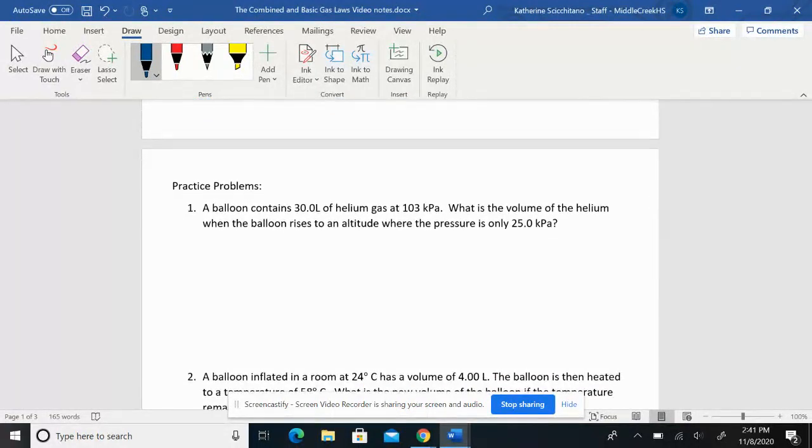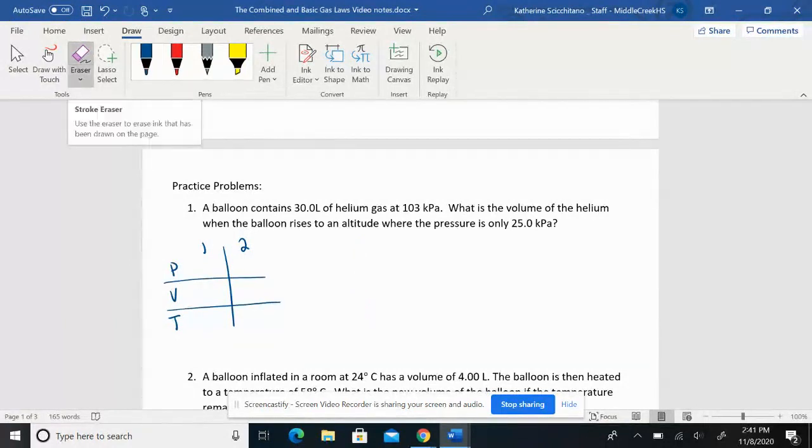Okay, so the first one says a balloon contains 30 liters of helium gas at 103 kPa. What is the volume of helium when the balloon rises to an altitude where the pressure is only 25 kPa? So what I like to do is always set up my chart. So 1, 2, PVT. And then I read the problem and I go ahead and figure out what variables are given to me.